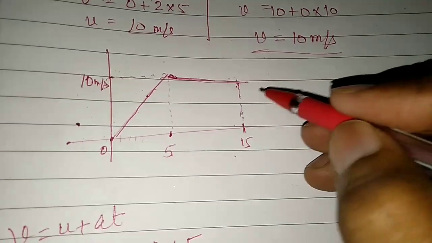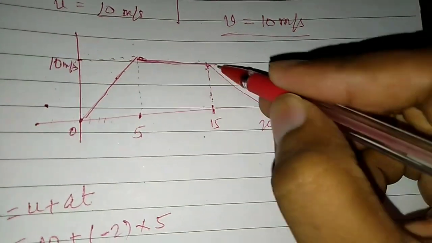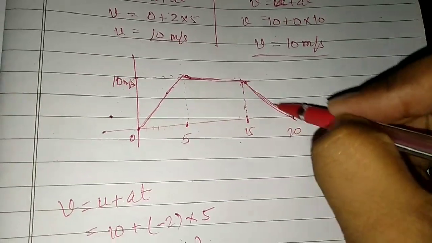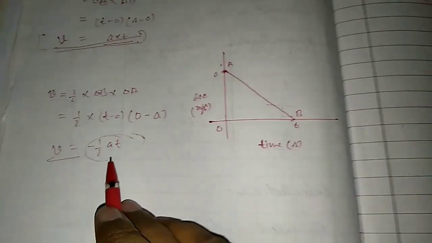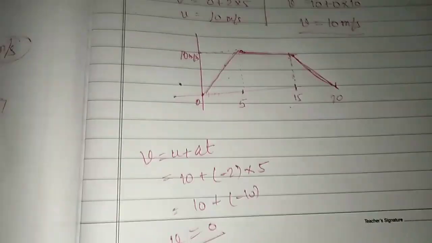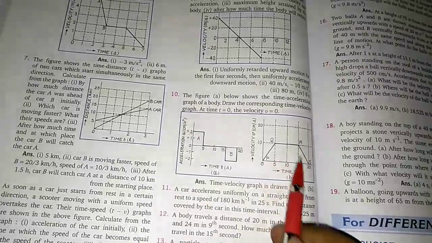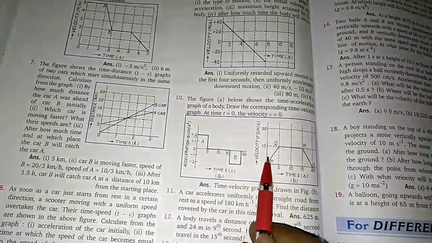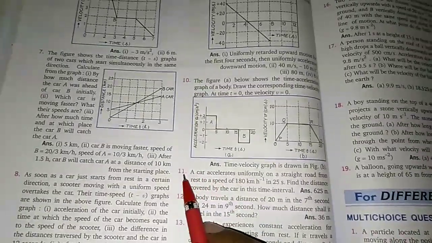So after 5 seconds, here at the 20th second, the velocity is 0, so it will come down to here. With negative acceleration you can see here it is getting down. If you remember, negative acceleration is this. Same way here, negative acceleration and it comes to 0. Here you can see the same graph is printed as the solution of the question. So the same graph you can draw of any type, and remember you can do up to question 11 only.